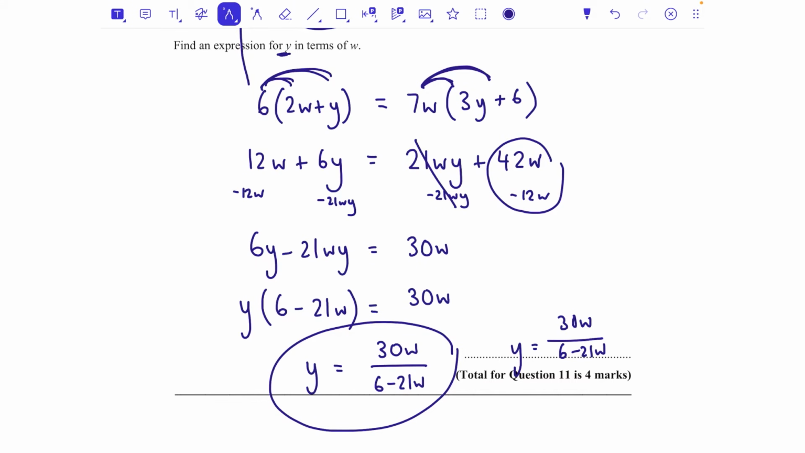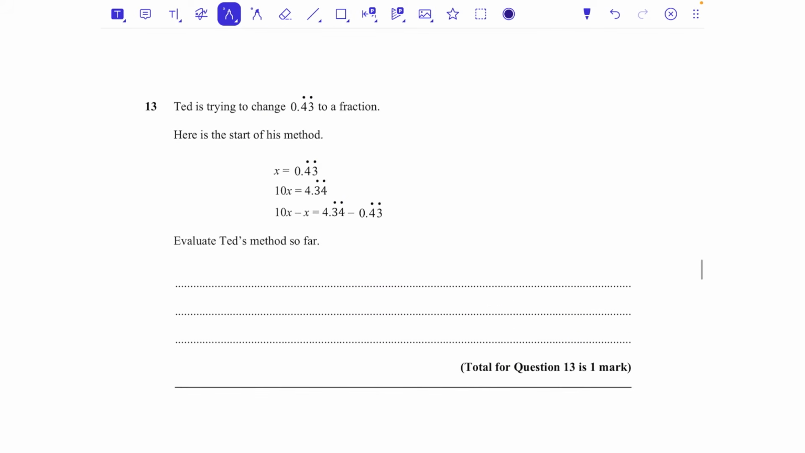And you might have factorised the bottom as well, with taking 3 out. That's absolutely fine. Oh yeah, we can simplify the whole thing. Let's do that. So let's divide everything by 3. You might have written it as, it doesn't say give it in its simplest form, so you're absolutely fine not to, but y would equal 10w over 2 minus 7w, because all 3 terms there are divisible by 3, so you can cancel down that fraction. Either of those would be absolutely fine, but you don't need to do the extra step.